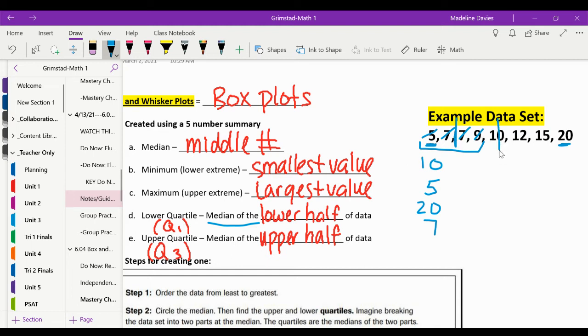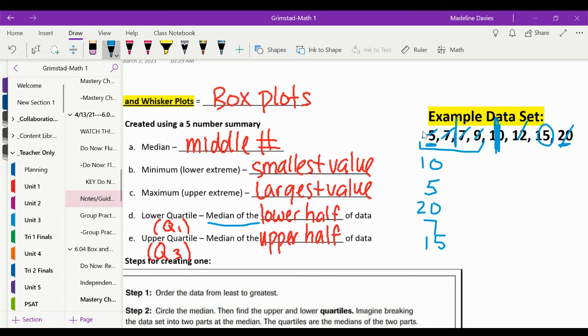And if you can see, if this 10 is my middle, we're about to split this into 4s. So 5 and 7, 7 and 9. So that's how you can kind of remember quartile. And then we have to do our upper bit of data, where we cross off the 12 and the 20, and we have 15 there. So 15 is going to be our upper quartile or our median of the upper half of data.